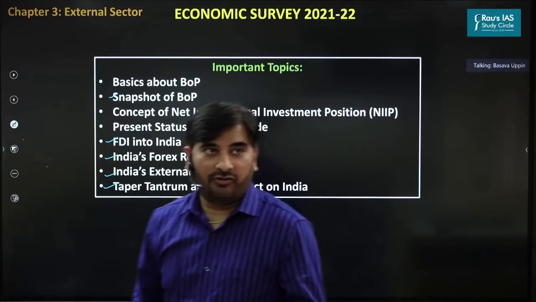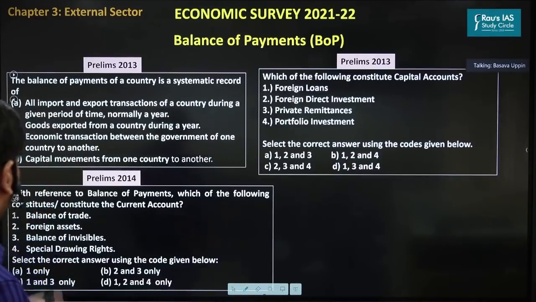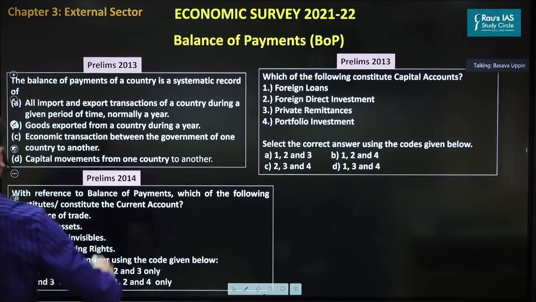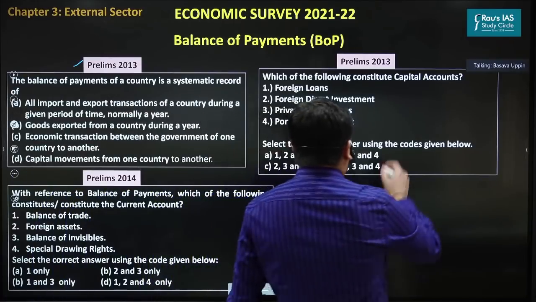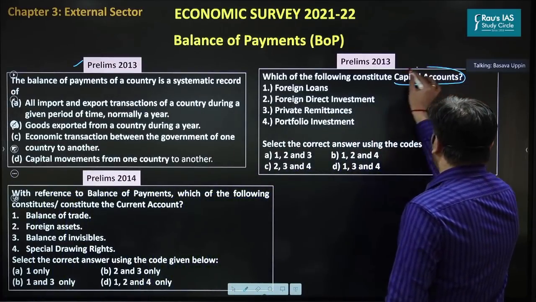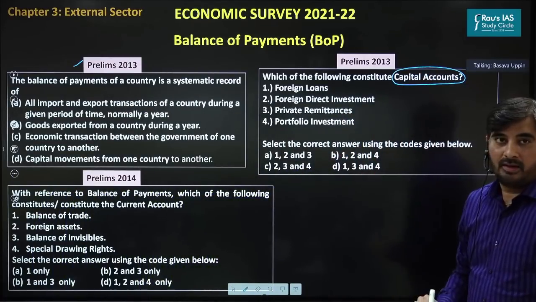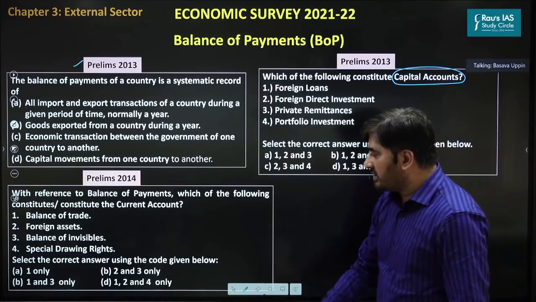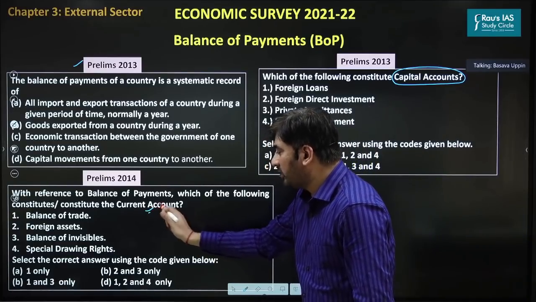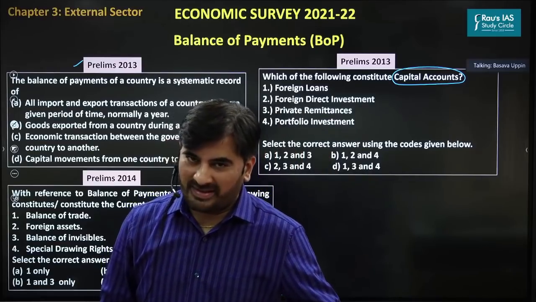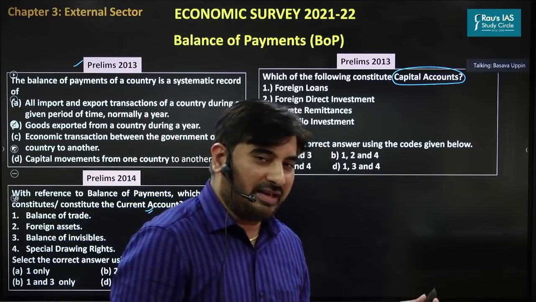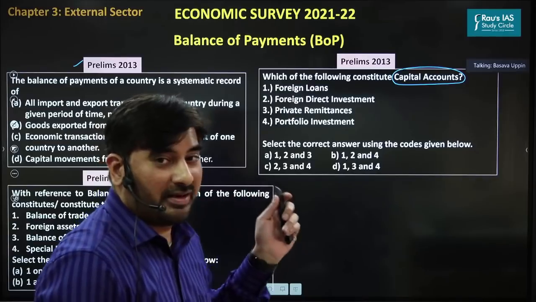So if you have a look at the previous year questions, as you can see in prelims 2013, we had this question about what exactly is balance of payment, that is BOP. Then once again, a question related to which among the following constitute the capital account under the BOP. And then this question related to which among the following constitute the current account. So based upon the analysis of the previous year UPSC questions, let us have a brief discussion about the balance of payment, that is BOP.